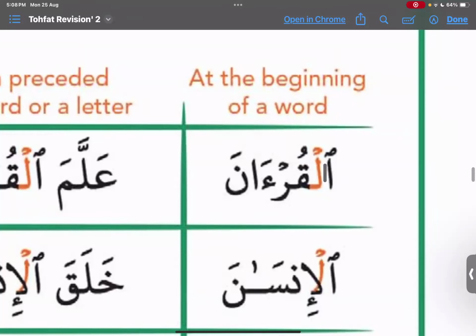Al-Qur'an. Another thing to note, this connecting alif is no longer a connecting alif because it's actually the beginning. We're beginning the word from here. Thus, I'm going to be pronouncing this with a pretend hamza and a fatha. It's always going to be al-Qur'an. It will never be il-Qur'an. It will never be ul-Qur'an. It will always be with a fatha.